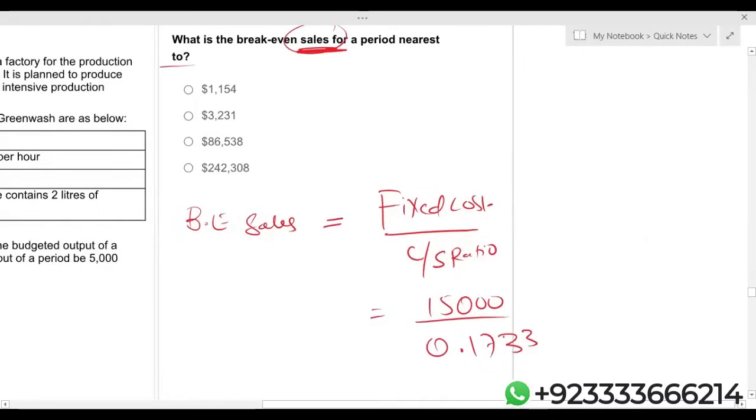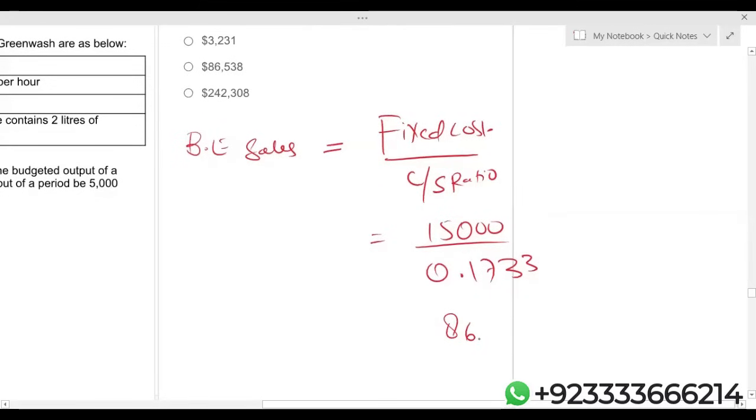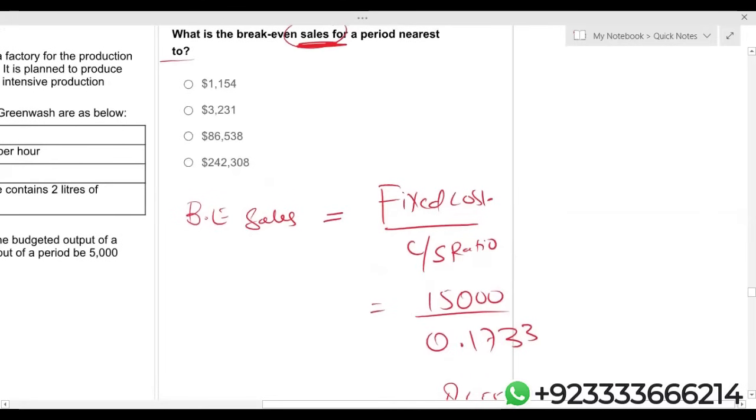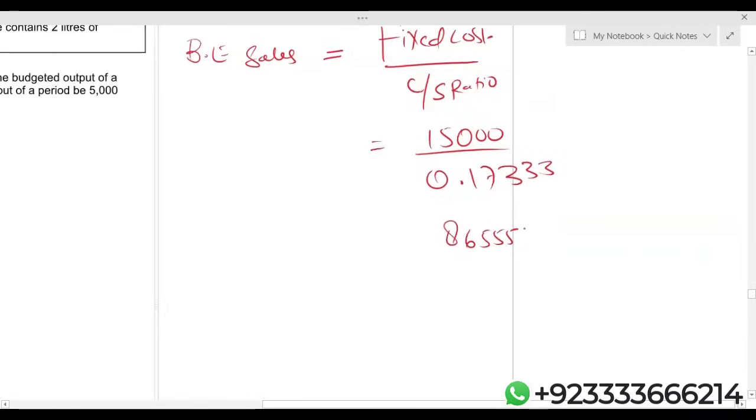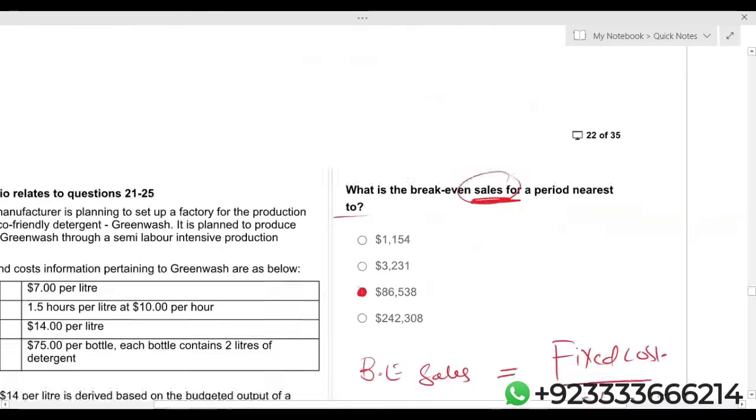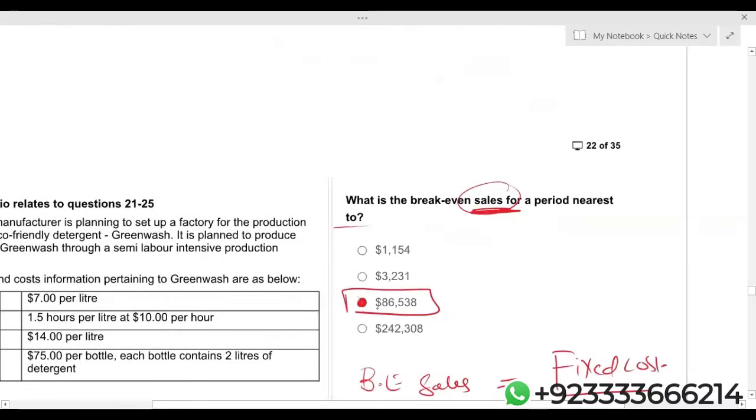Fixed cost is 15,000 and this is 0.1733. This will give us break-even sales. 15,000 divided by 0.1733. Students, I'm getting 86,555. If you don't get this exact answer, go to the nearest one. Can I say this is the nearest one? Or if you increase one more 3, let's see what happens. Otherwise, I just told you, if you're not getting the exact answer, you go for the closest one. If you just increase one more 3, it becomes 86,540. So obviously, C is the answer.